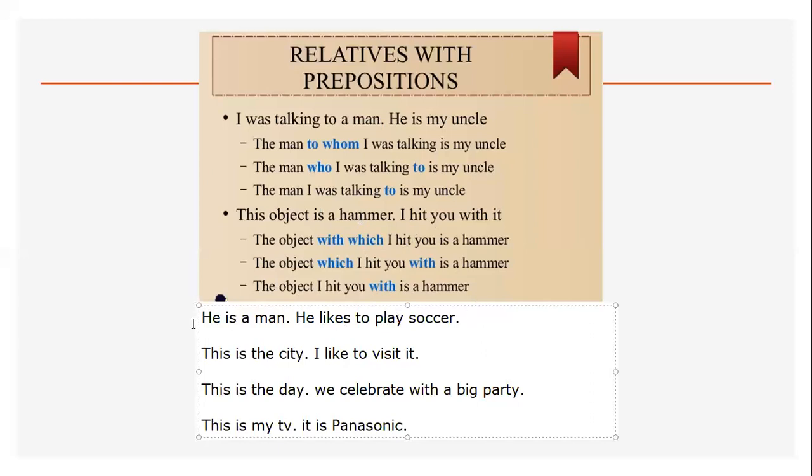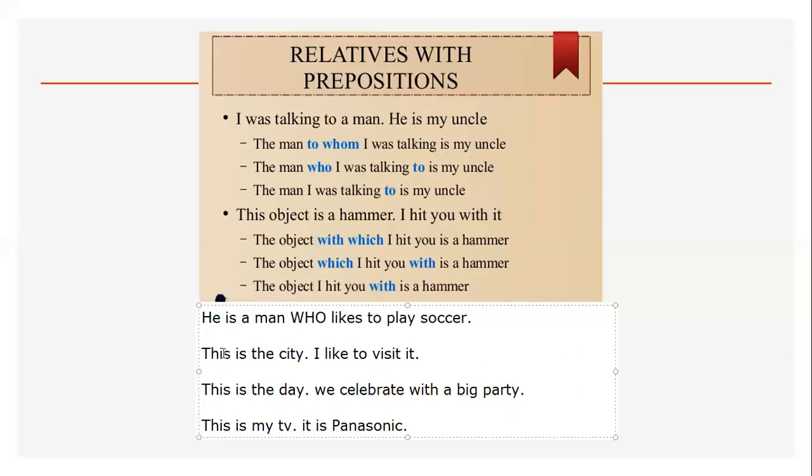Sentence number one: he is a man, he likes to play soccer. Él es un hombre, le gusta jugar fútbol. Yo para crear esto en una oración, en vez de sonar muy repetitivo, lo que puedo hacer es crear una sola oración. ¿Y cómo creo esa oración? Como estoy hablando de este hombre, este he es el mismo que he, nada más lo que hago es cambiar esto por un who y listo. He is a man who likes to play soccer.